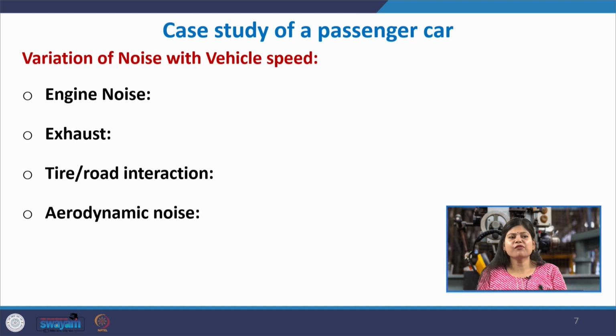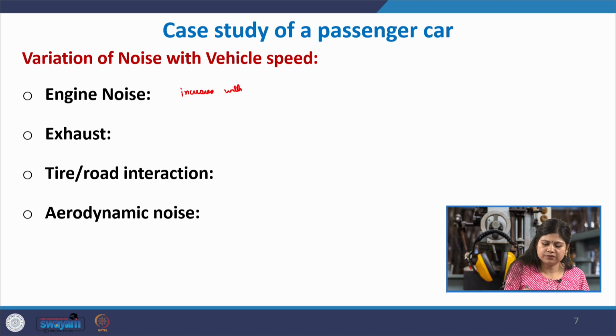The noises vary with the change in the vehicle conditions. One of the most common ones is the speed of the vehicle. The speed of the vehicle determines which will be the more dominant noise. For example, engine noise is mostly steady and it increases with speed, but the increase is not as prominent.